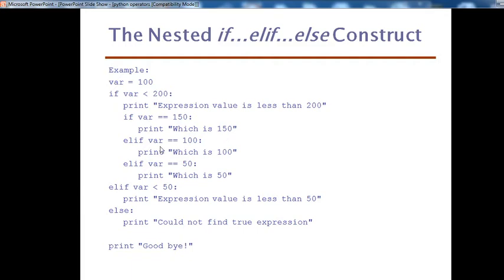Second elif: var equals 100, print which is 100. Third elif: var equals 50, which is 50. And finally elif var value less than 50, print "Expression value is less than 50". And finally the else statement, as the default, when no true expression value could be found. And finally print goodbye. That means in your nested if elif, here you see the if statement, then your elif, this elif, and finally the else statement. That is called nested. That means within an if else you use your elif.